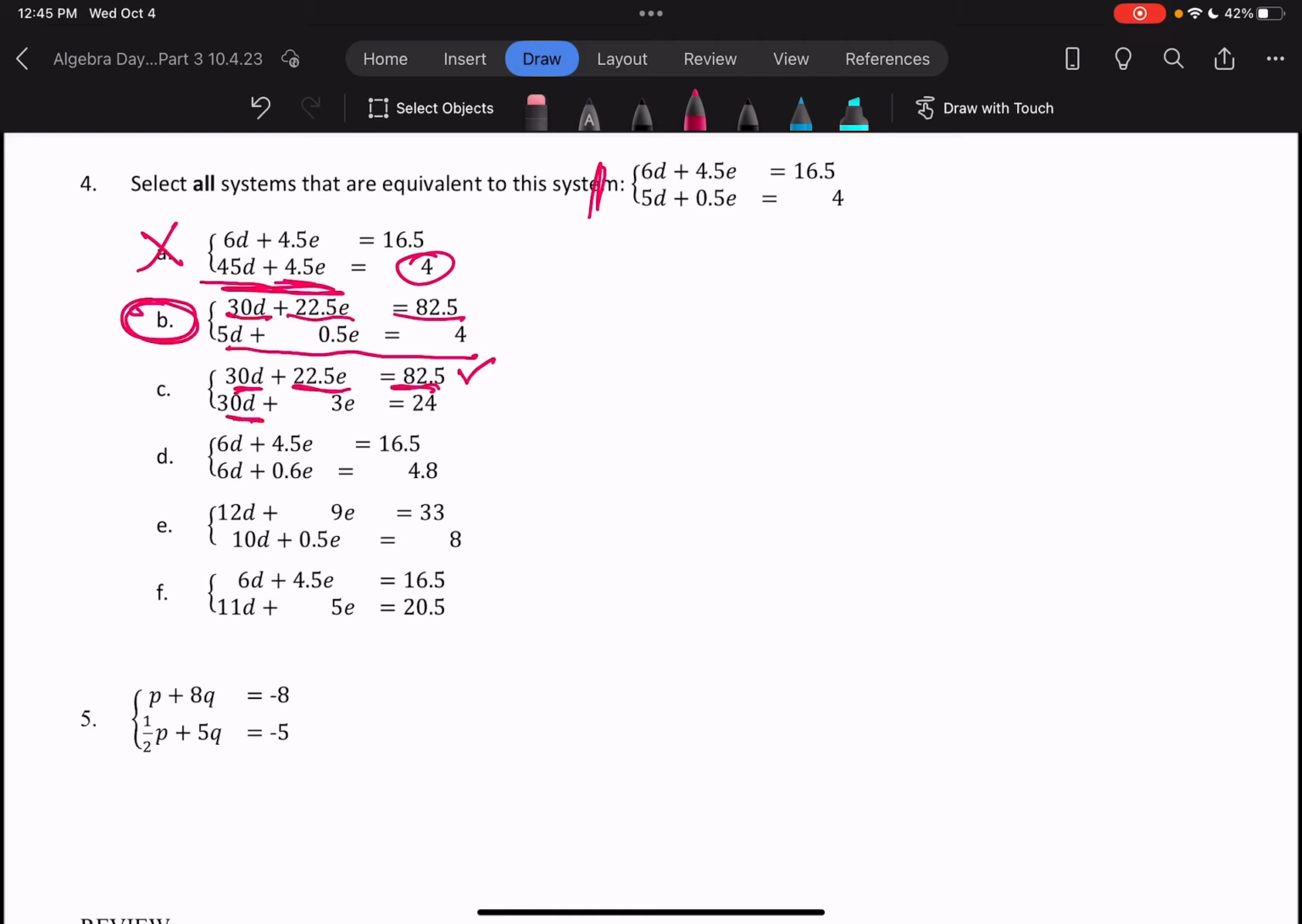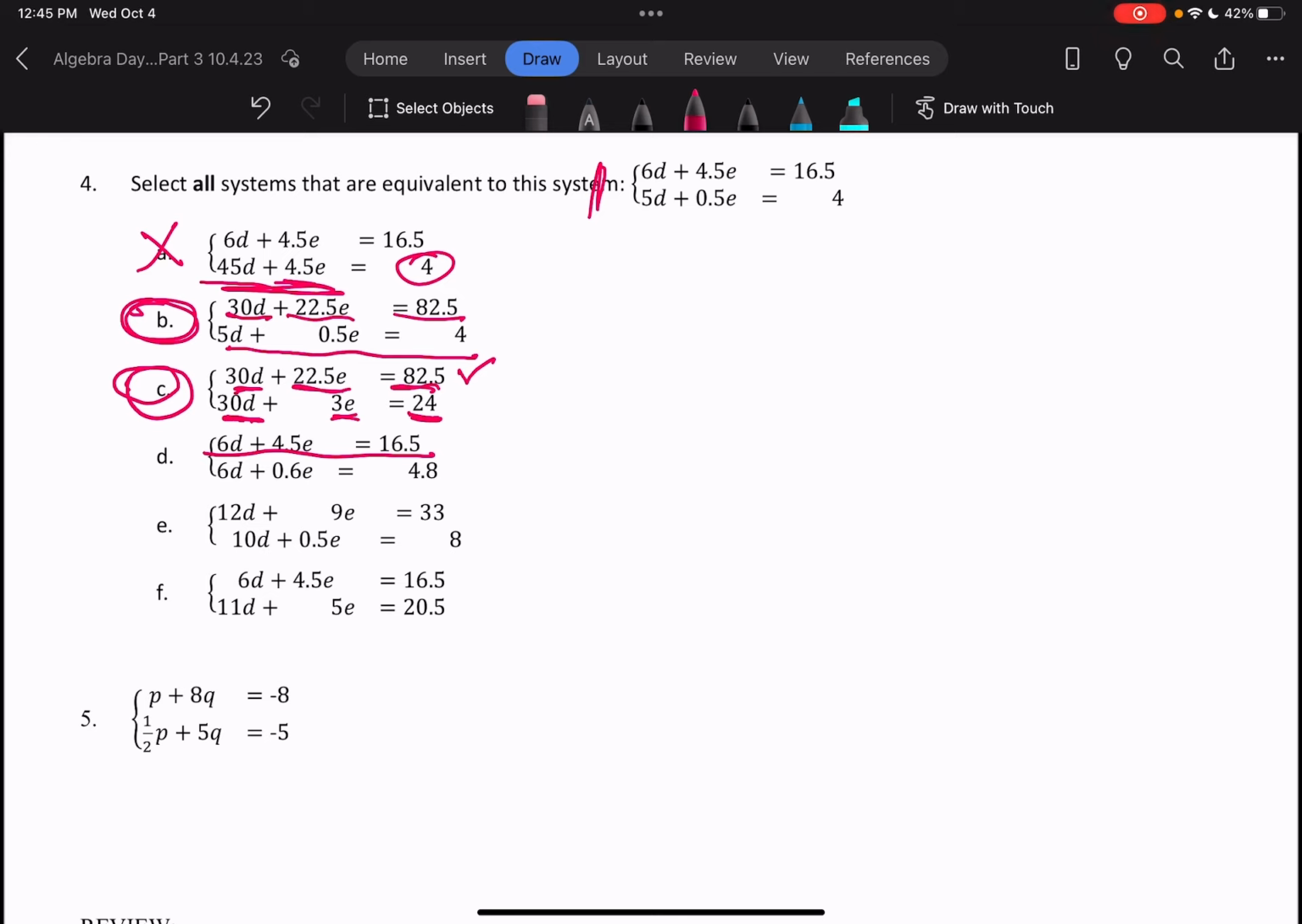Here they multiplied by 6. So 6 times 5 is 30. 6 times 0.5 is 3. And 6 times 4 is 24. So C is also correct. For letter D, the first equation is the same. They multiplied the second equation. Well, let's see. We have 6D plus 0.6E equals 4.8. So to get from 5 to 6, right, 6 divided by 5, they multiplied by 1.2.